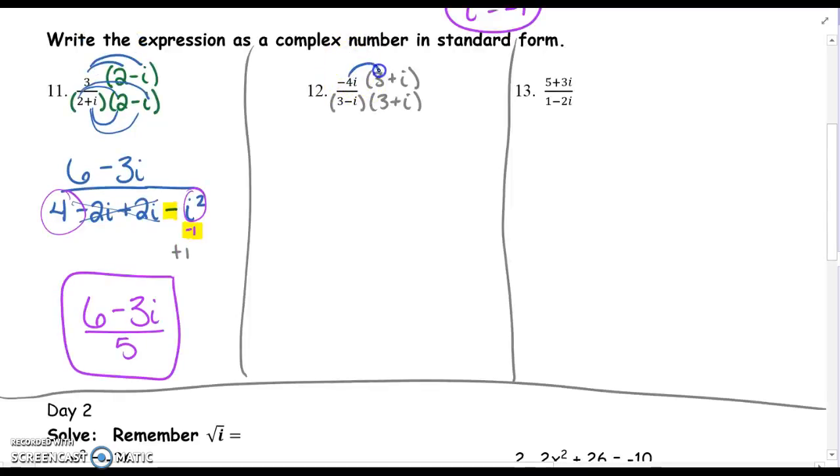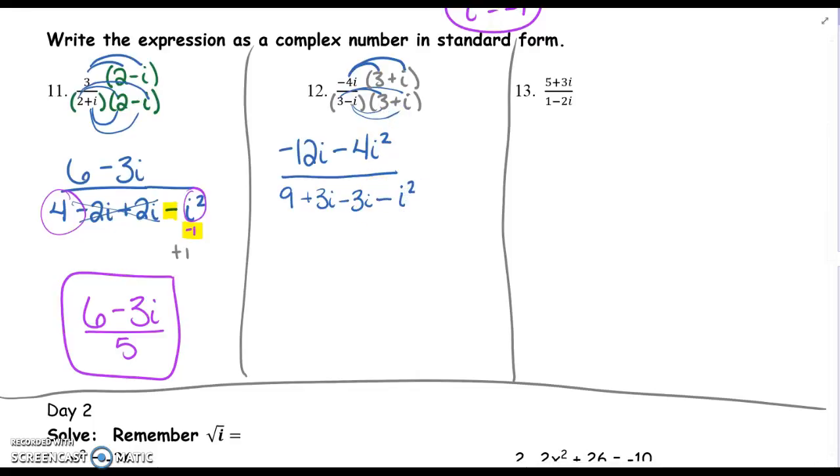Negative 4i times 3 is negative 12i. Negative 4i times i is negative 4i squared. On the bottom, 3 times 3 is 9. 3 times i is positive 3i. Negative i times 3 is negative 3i. Negative i times i is negative i squared.